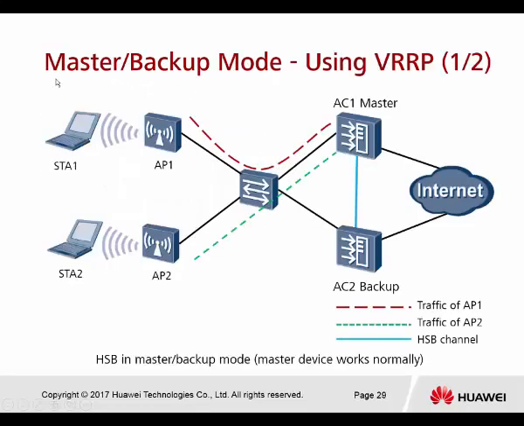Let's look at the first one, the master and backup mode. What's so different between this and the other one? Right now, AC number 1 is the master and AC number 2 is the backup. All the traffic and the APs will only associate and form the CAPWAP tunnel with the master. Most of the time, controller number 2 is just a standby device. It will not perform any service configuration delivered to the AP. It's just a backup. And the blue link here is running the HSB.